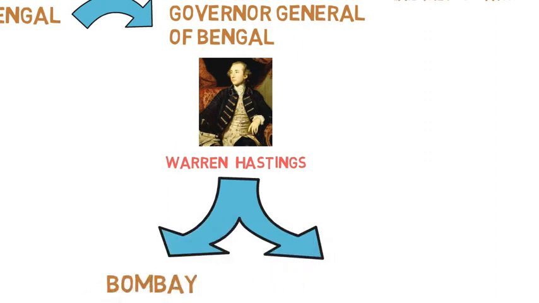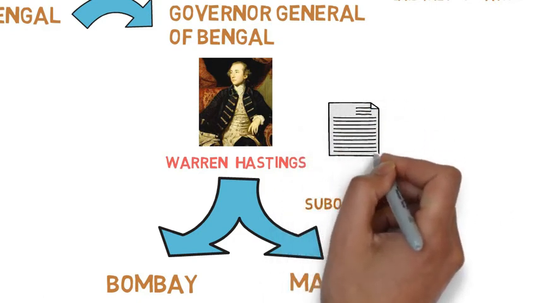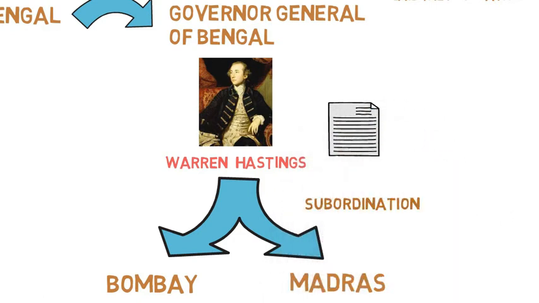The governors of Bombay and Madras were now made subordinate to the Governor General of Bengal. Earlier, all the three governors were equivalent and worked independently of each other. But now, Governor General of Bengal could issue directives to the governors of Bombay and Madras. Thus began a centralizing tendency in governance which continued till the Charter Act of 1833.